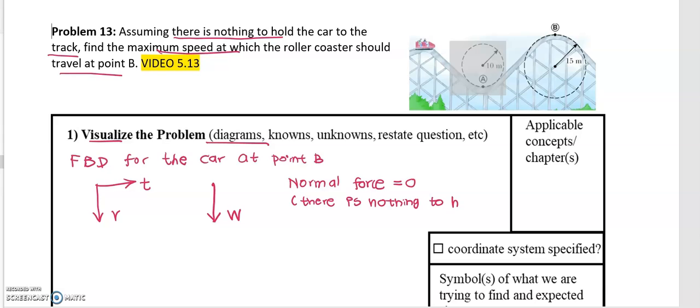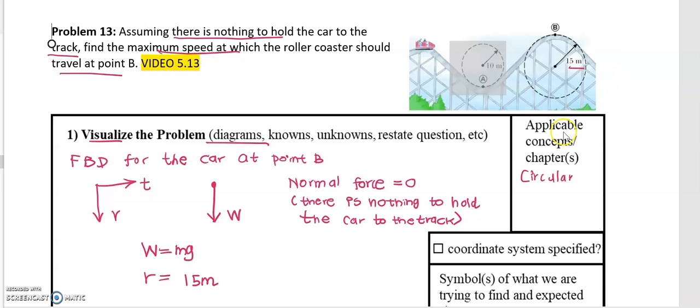Normal force is the force exerted by the surface on the object, right? If there's nothing to hold the car to the track, the normal force would become 0. And if the normal force is 0, you will see the maximum speed for the roller coaster. And weight is equal to mg. The radius is equal to 15 meters. You can see it in the circle. It's 15 meters.